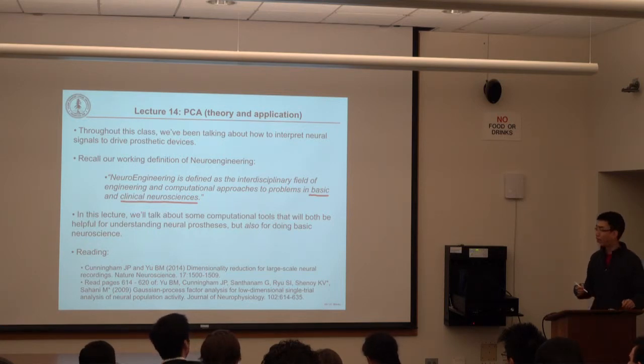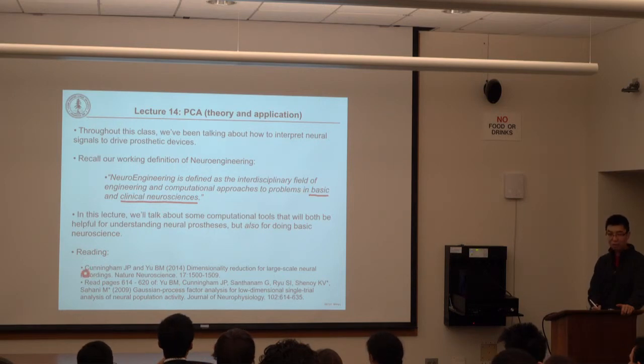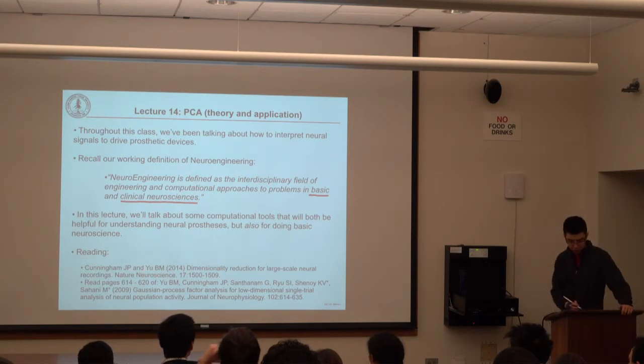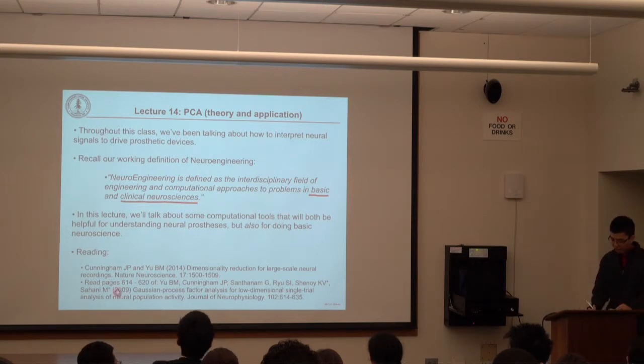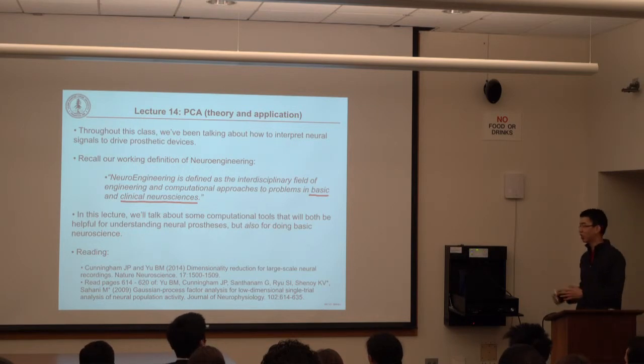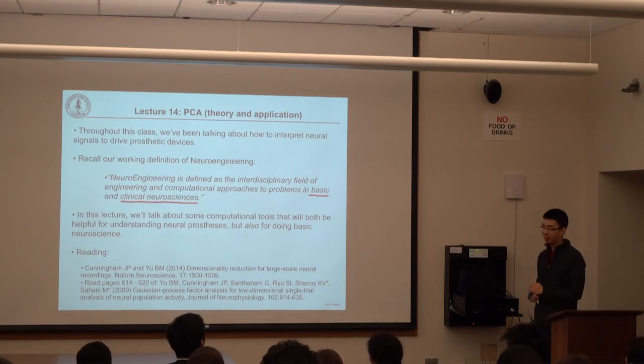The reading for this lecture is first this paper by Cunningham and Yu, both of them former PhD students of Professor Shenoy. John Cunningham is a professor of statistics at Columbia now, and Byron Yu is a professor of EE at Carnegie Mellon. They wrote this paper about dimensionality reduction for large-scale neural recordings, and this will basically be the focus for this class. I've also listed a paper here, where it would be helpful to read just the first 6 pages, as an introduction to why we would do dimensionality reduction.